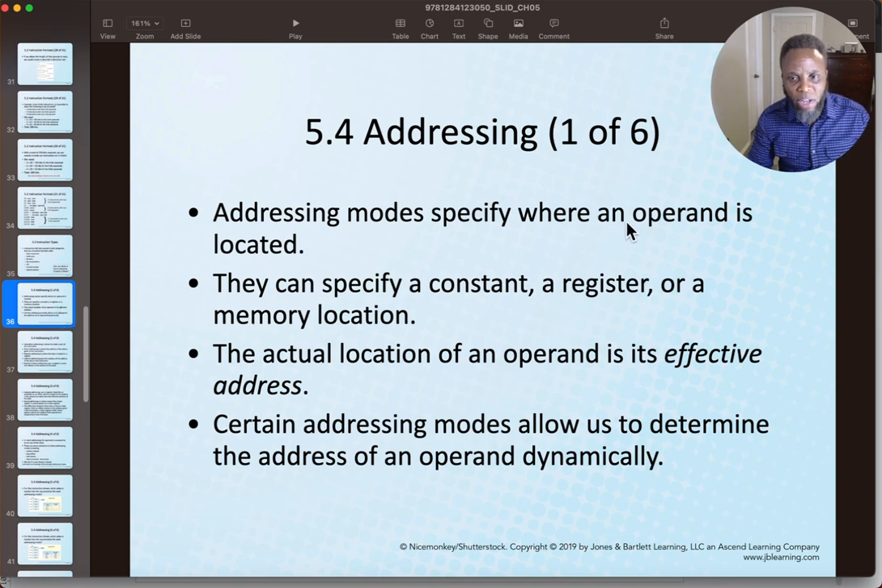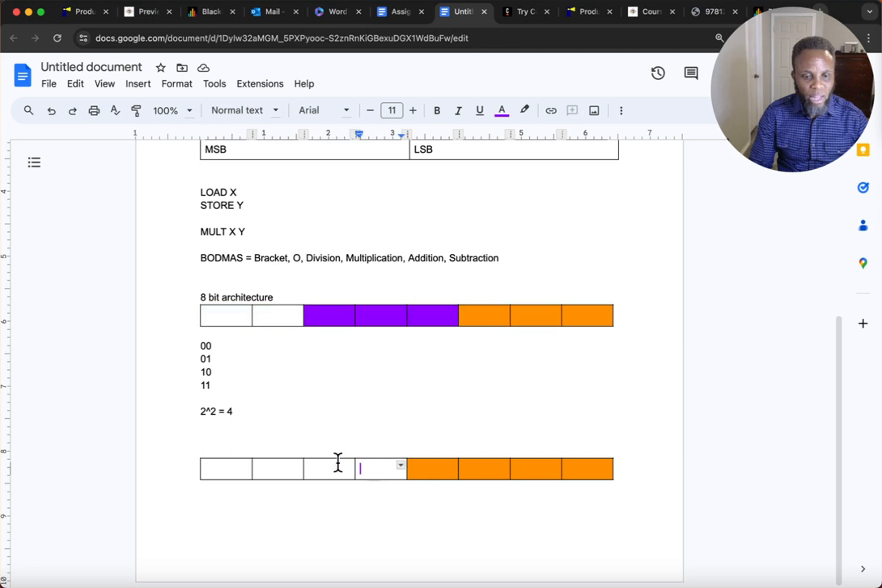Addressing modes specify where an operand is located. Remember, the operand is the data, so the computer has to know where to go find the data. You can specify a constant, a register, or a memory location. So if we go back to our diagram here, let's say an 8-bit architecture with a 4-bit operand, and the other 4 bits are reserved for the instruction.